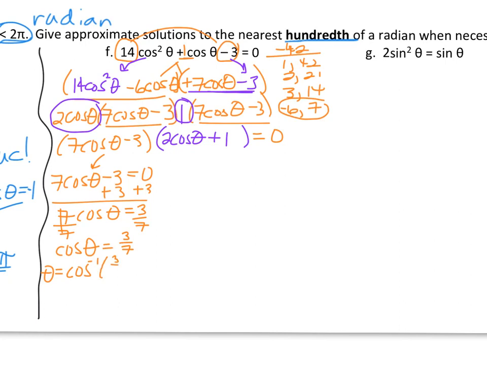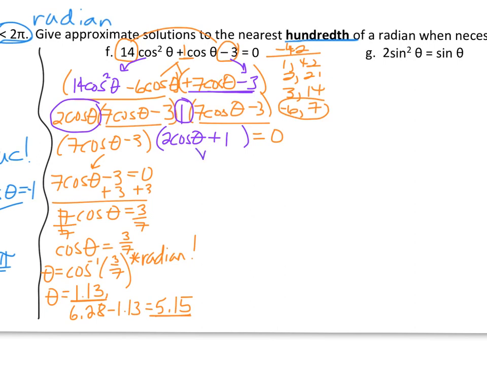of 3/7. Now remember, we're in radian mode, so make sure to have your calculator in that mode before you plug this in. And then we have to think about how to get our rules using those primary rules from day 1. When we take the inverse to the nearest hundredth, I get approximately 1.13. That's my first answer for cosine. The second answer is 2 pi minus theta, or 6.28. So we just subtract. Our second option then is 5.15. So these are the first two solutions that we get, and then we have to solve that second parenthesis.